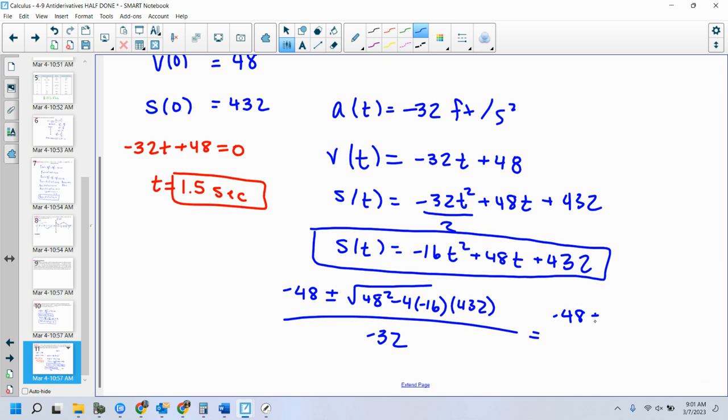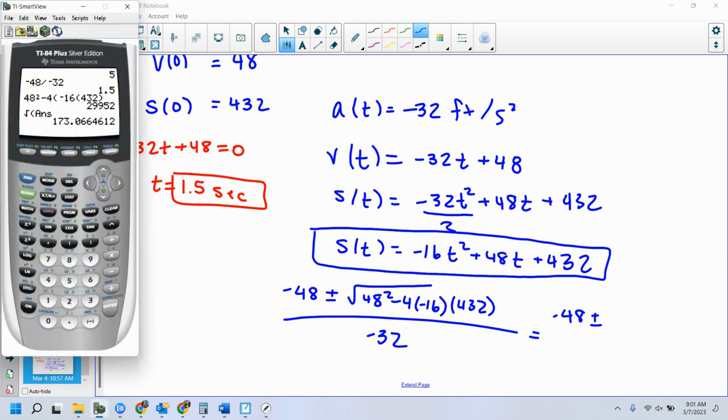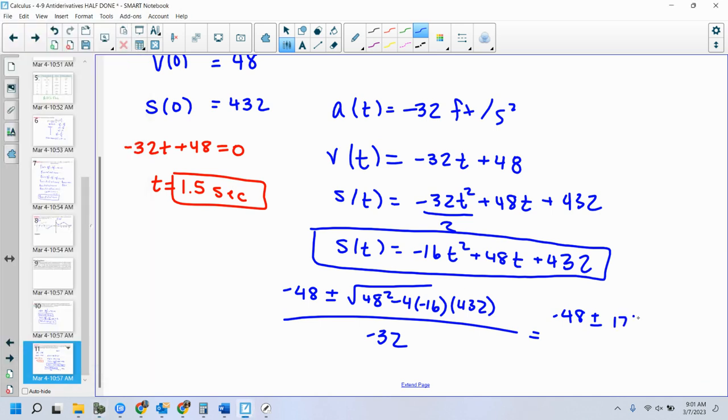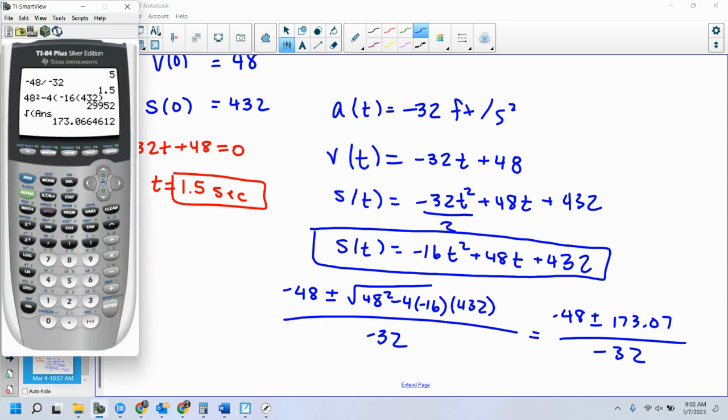173.07. So negative 48 plus or minus 173.07, all divided by negative 32. Okay, so let's run those values. I want to throw out the negative one, right? So I've got to do the minus.